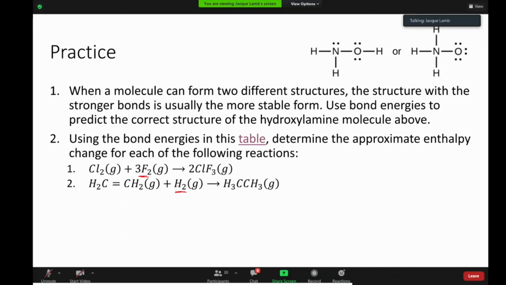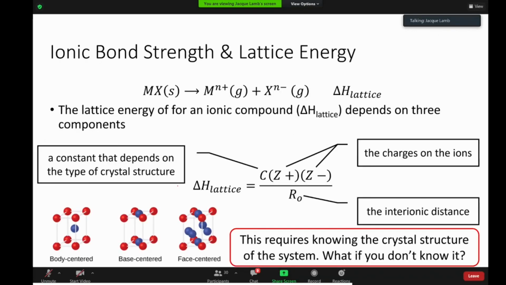This is just a brief discussion on ionic bond strength and lattice energy. Ionic bond strength is really based on the strength of your ionic charges and the distance between them. So the lattice energy for an ionic compound is composed of the charges on the ions, Z1, Z2, the interionic distance, that's R, and a constant that depends upon the type of crystal structure. And so you need to know what type of crystal structure the system has.